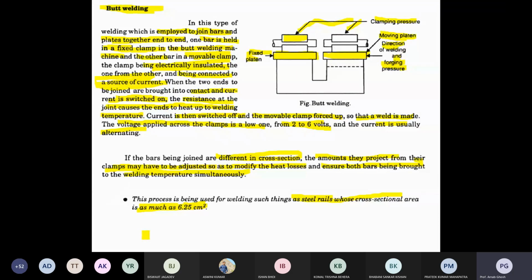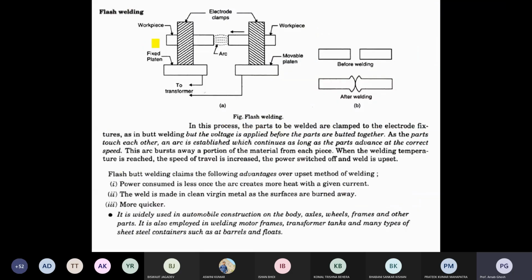After that we can discuss flash welding. From the definition you can understand: there will be a flash or arc. When the flash or arc is developed, due to that arc you can see two contacts. One is fixed and the other is a movable platen, with clamping. That workpiece is movable towards your fixed workpiece.